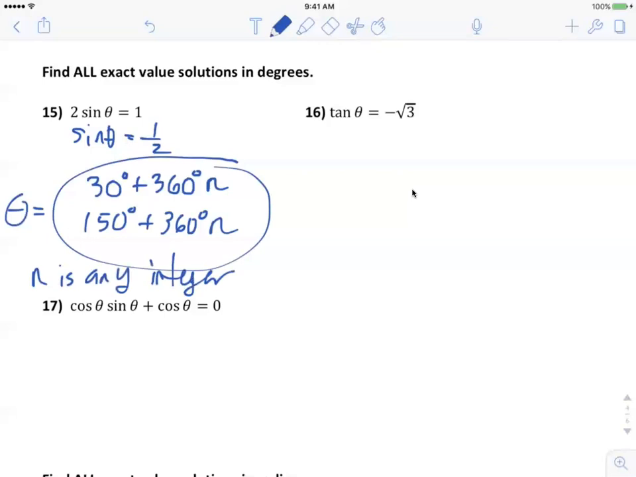How about for tangent? Tangent equal to negative root 3, right? So negative in quadrants 2 and 4. Let's focus on quadrant 2 for a minute. In quadrant 2, where do you get tangent equaling negative root 3? Remember, it's the y over the x. So where y is root 3 over 2 and x is negative 1/2, that's happening up there at 120. So we have 120 degrees for a solution in quadrant 2.